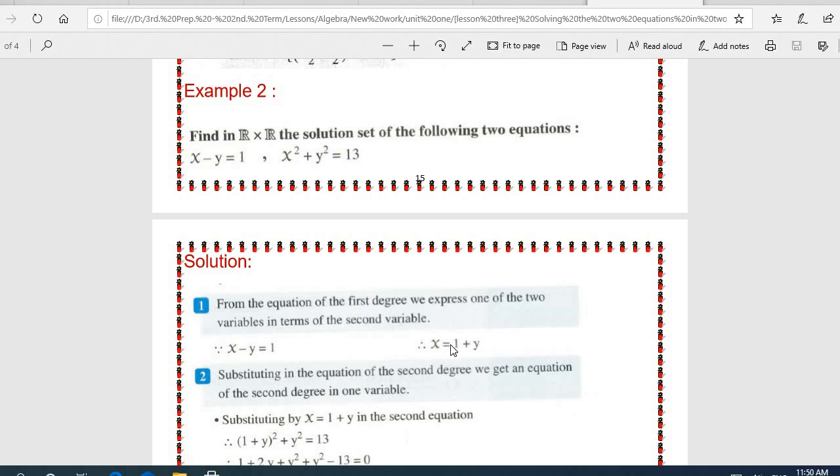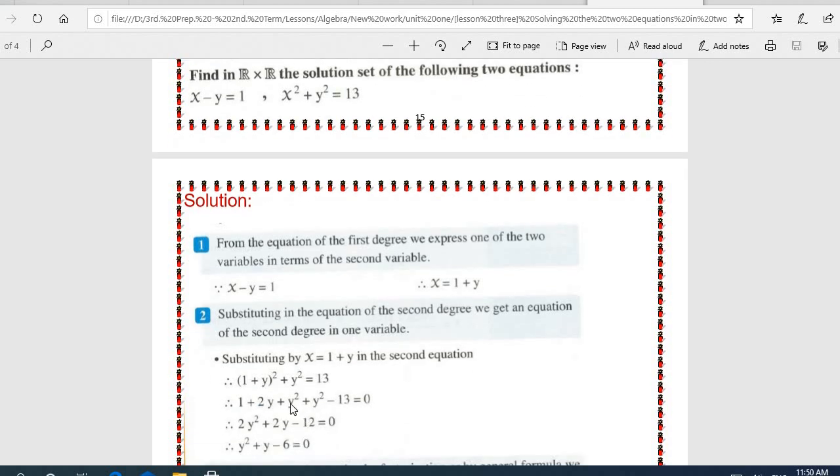Substitute the value of x in the equation of degree 2. We find that 1 plus y all squared plus y squared equals 13. Simplify this equation: 1 plus 2y plus y squared in the bracket, plus y squared minus 13 equals 0. Add the like terms: 2y squared plus 2y minus 12 equals 0. Divide each term by 2: y squared plus y minus 6 equals 0.